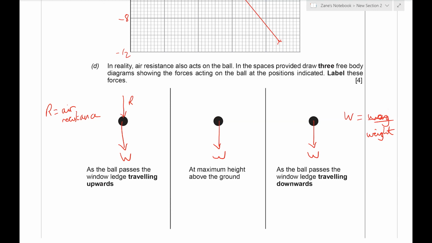In the final diagram, if the ball is moving downwards, then the resistive force will be upwards. So I'm going to draw an upward arrow and label it as R. And technically the two R's would be the same length, because the size of the velocity of the ball in both positions when it passes the window ledge will be equal, but obviously in opposite directions there. And similarly, the weight is the same size in each diagram.